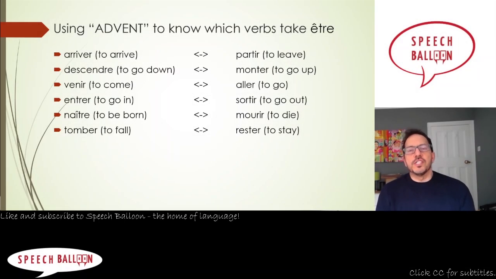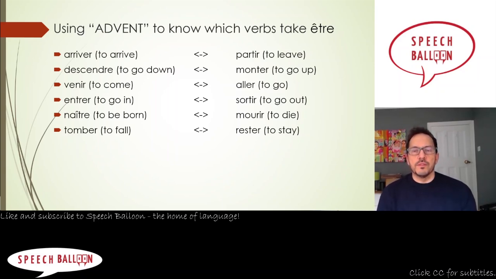So the big question is, how do you know which verbs use the auxiliary être? There are two well-known mnemonics to help you learn and remember. Both have their drawbacks, but here they are. The first one is advent. Each letter of advent stands for the first letter of 6 verbs which all use être. In addition, the opposite of these verbs make for another 6, making 12 verbs in total.